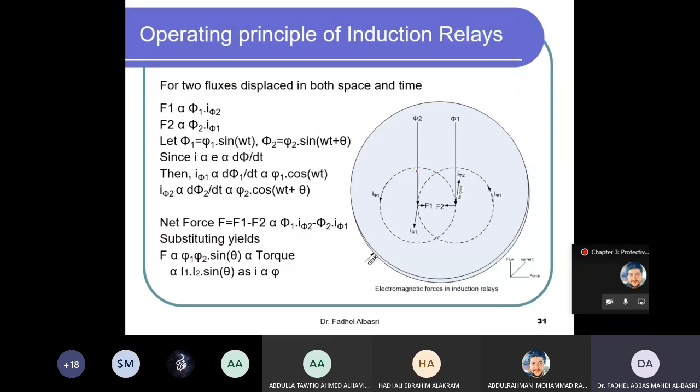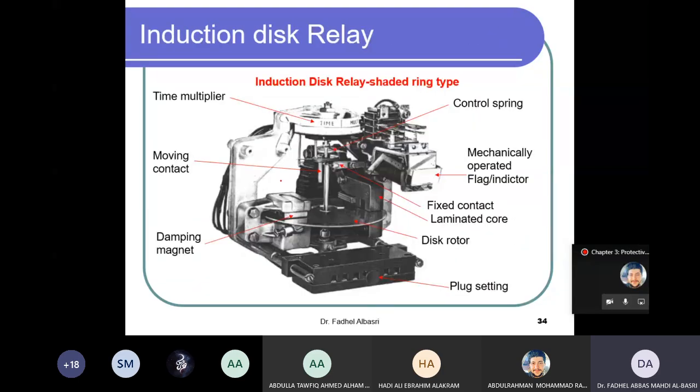The working principle. This is the one I want to show you. This is the electromechanical relay, which is the induction type, induction disc type. This is the disc, which moves freely around this axis. And once it moves, this part, the moving contact, moves towards a fixed contact, which is this. So if these touch, the relay operates.